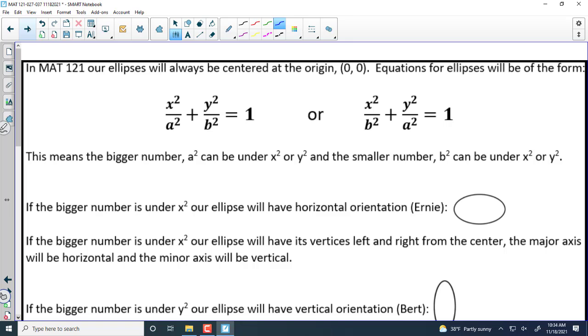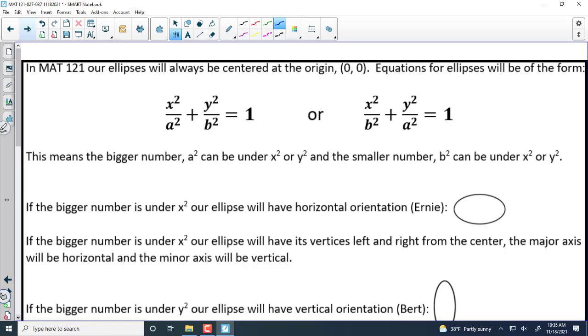So what happens is, everyone, we have x squared and y squared, both in the denominators. We got a plus in between. We got a 1 on the other side of the equation. But there's no rule about which one has the bigger number underneath it. Either one could have the bigger number. Either one could have the smaller number underneath them. Either way. And what happens is the number under x squared always tells you how to move left and right, and the number under y squared always tells you how to move up and down.